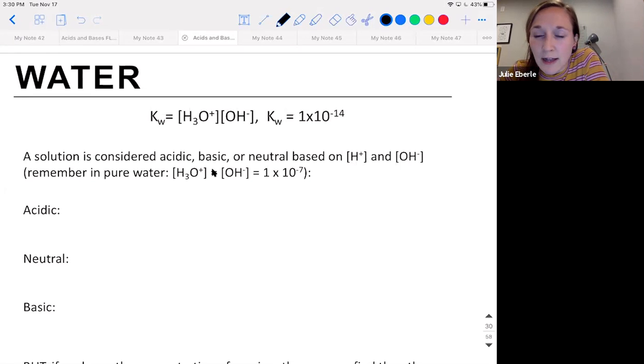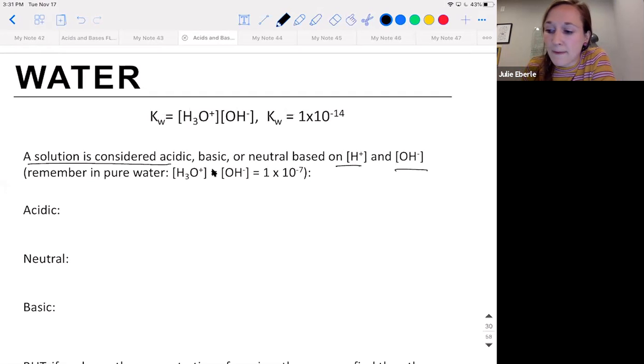And we have to know how to classify any kind of solution that we put into the body as acidic, basic, or neutral. We have stomach acid, okay? That's a whole separate area, we know that's really acidic. We have some HCl there. But how do we classify something as acidic, basic, or neutral? This is the foundation of pH, okay? So, just going to read this: a solution is considered acidic, basic, or neutral based on these concentrations, okay? And remember, in pure water, we know their concentrations. And what is the pH of pure water? Do we consider pure water to be acidic, basic, or neutral?